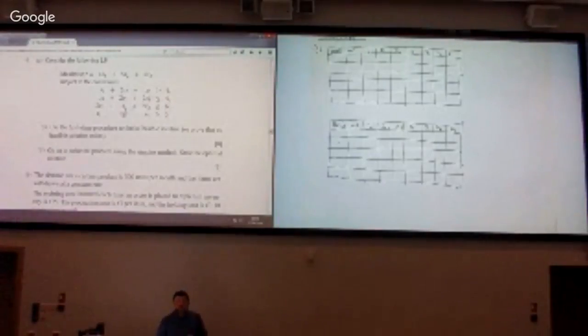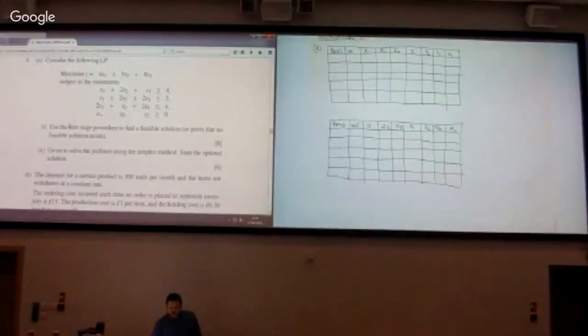Question 4, part A, wants you to solve some LP using the simplex method, and it gives you a hint that you should use the first stage procedure first, and then the second stage procedure second.